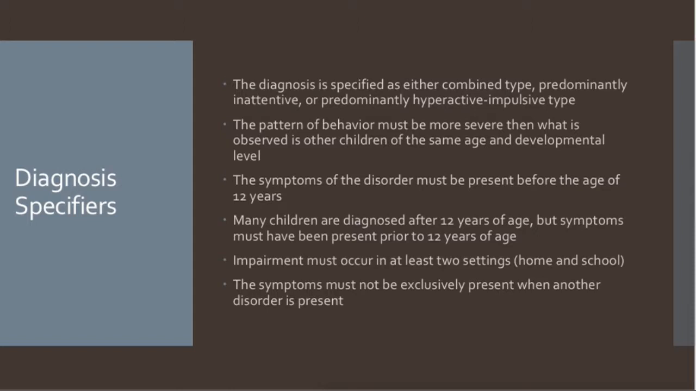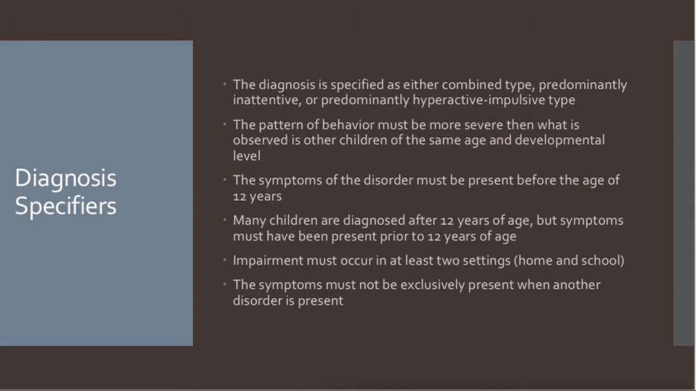The next thing you want to look at is the diagnosis specifiers. As I was alluding to earlier in this discussion, you could specify it as either the combined type, where you have both the inattentive and hyperactive-impulsive symptoms, or you can specify it as predominantly inattentive or predominantly hyperactive-impulsive, depending on how the patient presents.